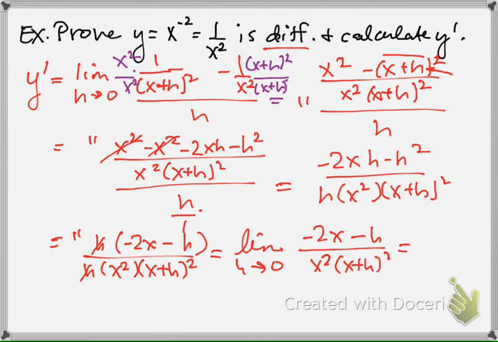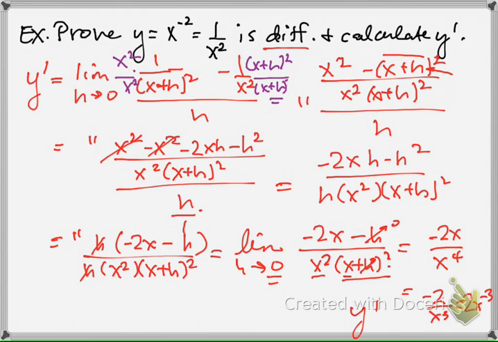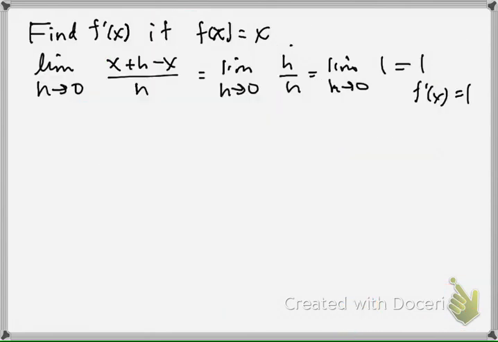Now I can actually plug in my 0. So h goes to 0, and x plus h goes to x. Remember, this is x plus h squared, so I have negative 2x over x to the 4th. Where did that come from? x squared times x squared is x to the 4th. Simplifying, this is negative 2 over x cubed, or negative 2x to the negative 3. Since this exists, the derivative of this function is this function here.